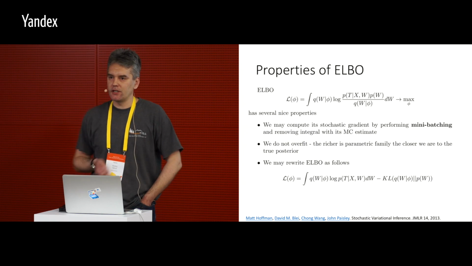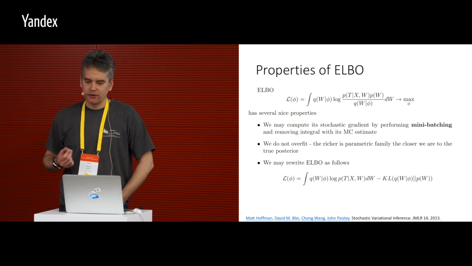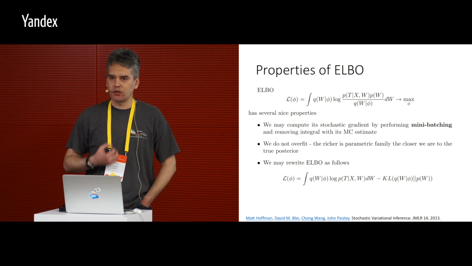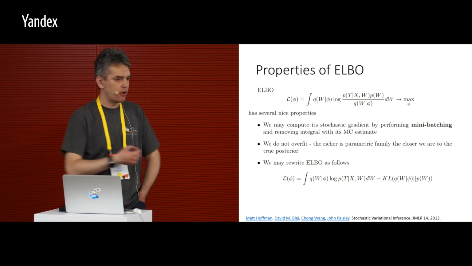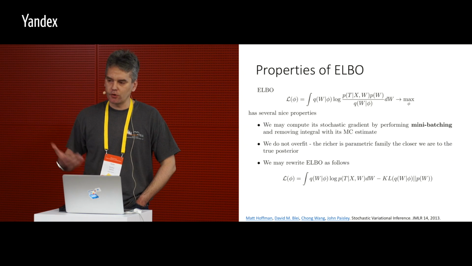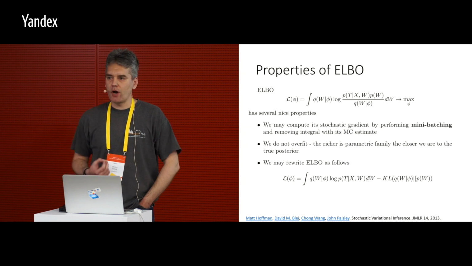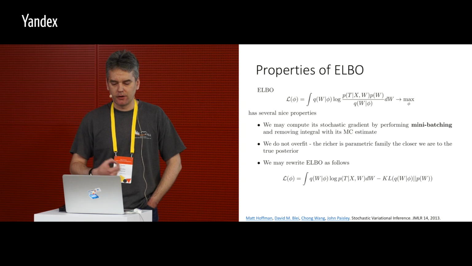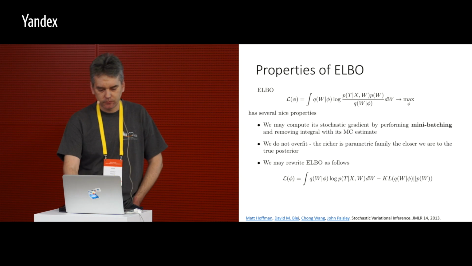Another good thing is that we can't overfit. The richer our variational approximation family, the richer the Q of W family of distributions, the closer we are to the true posterior, P of W given x and t.